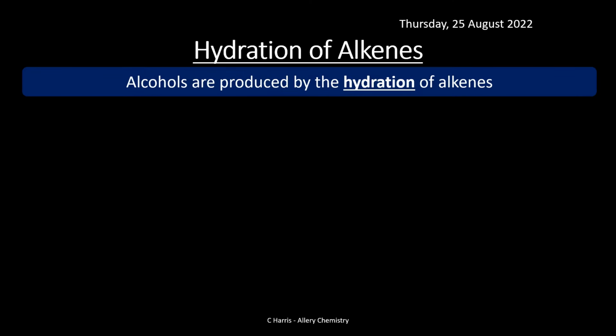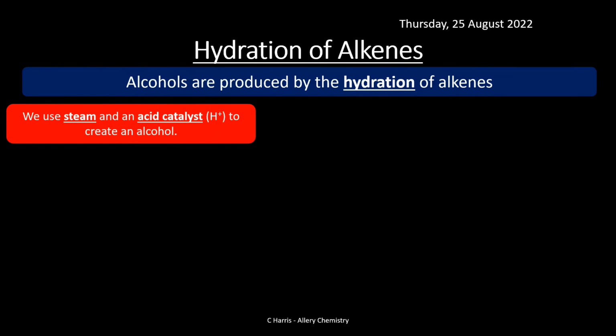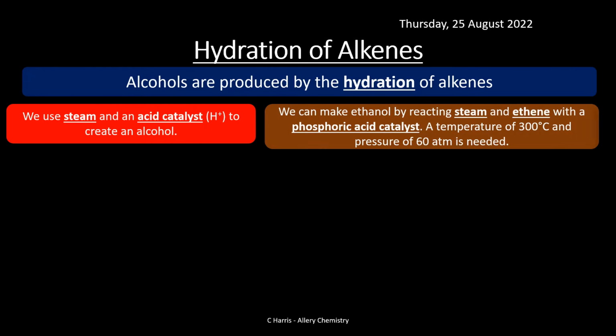So alcohols are produced when we hydrate an alkene. It's quite useful. We can use steam and an acid catalyst to get this reaction going, and we can make ethanol by reacting steam and ethene together with a phosphoric acid catalyst, a temperature of 300 degrees Celsius and a pressure of 60 atmospheres. Now this would have been quite a common method of producing, say, ethanol or methanol, for example.